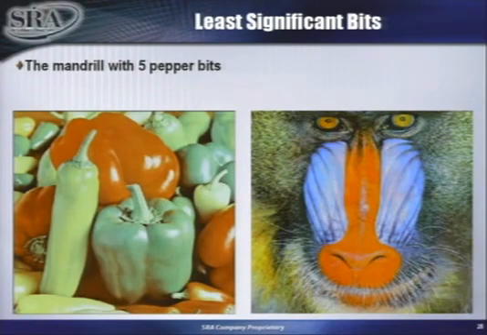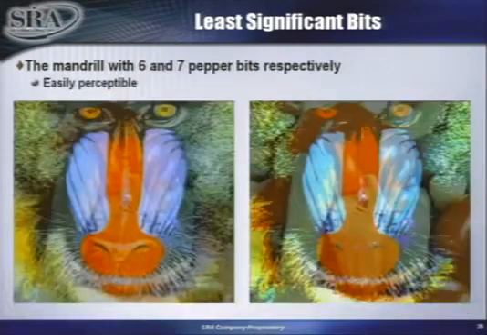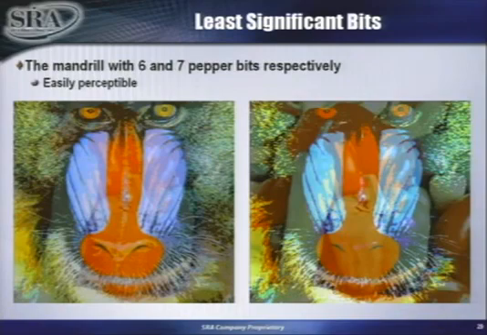Right. So this is a case where if you were just receiving images, you didn't suspect anything, you probably wouldn't notice. But if you look at it close, you can see that a little bit of the peppers bleeds through. And this is with 5 bits replaced. All right. Now, clearly, with 6 and 7 bits replaced, you can see it very easily.